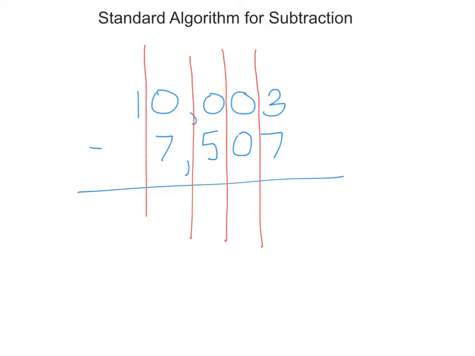And then the 0 and the 7 in the thousands place. And finally, a 1 in the 10,000s place. So my problem is 10,003 minus 7,507.